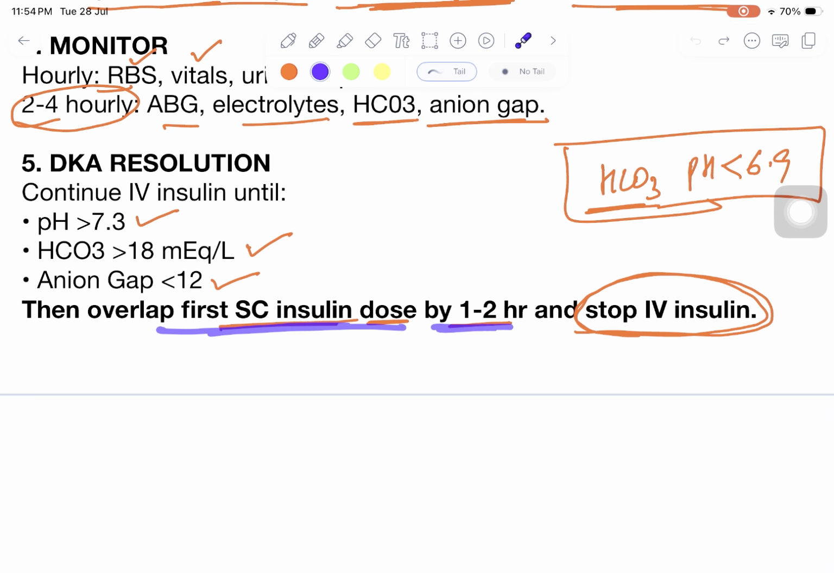You should give IV bicarbonate when pH is less than 6.9.